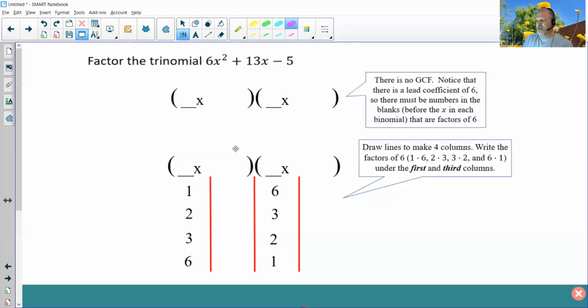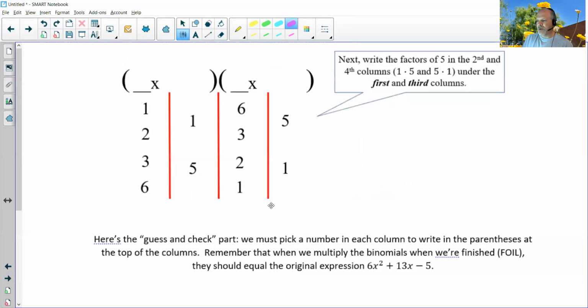But what about the second column and the fourth column? Well, that would be last times last, which is where we get the -5. And for now I'm going to ignore the signs and just call it a 5. So I need to put factors of 5 in these two columns. So that will look like this. My original polynomial is right here; I wrote it at the bottom. So we have last times last, which should equal 5.